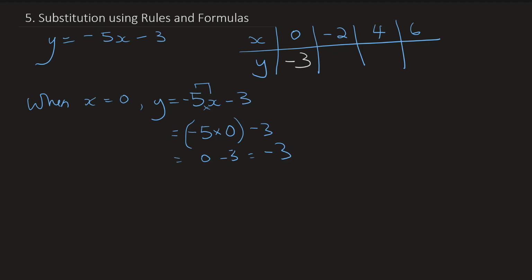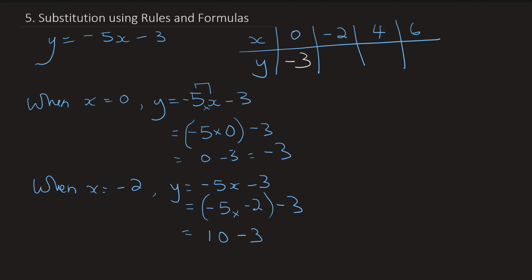When x is minus 2, y is equal to minus 5x minus 3. So we'll substitute minus 5 multiplied by minus 2, put some brackets, and then minus 3. Minus 5 times minus 2 is positive 10, minus 3, and the answer to that is 7. Pop that in here.